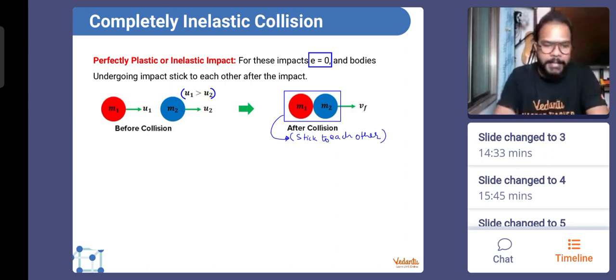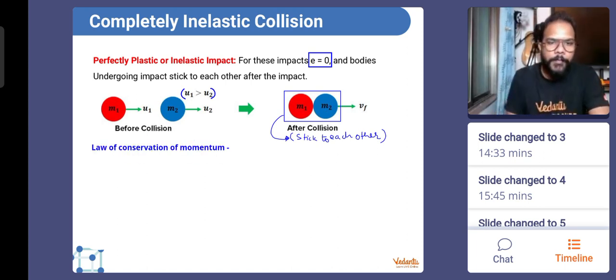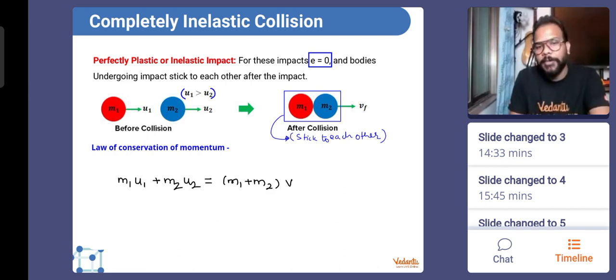So here, very easy it is. We apply the law of conservation of momentum. You see, things will be so easy. It is going to be m1 u1 plus m2 u2, and after collision, both the bodies have the same velocity because they are a single body only. So what is the final velocity Vf? It looks like a formula that you guys have recently learned.